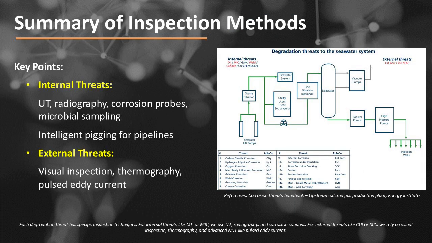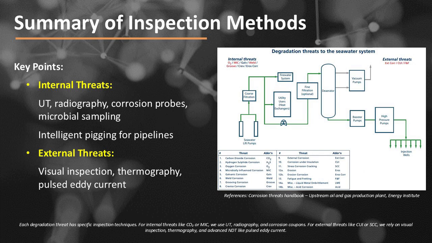Summary of inspection methods. Each degradation threat has specific inspection techniques. For internal threats like CO2 or MIC, we use UT, radiography, and corrosion coupons. For external threats like CUI or SCC, we rely on visual inspection, thermography, and advanced NDT like pulsed eddy current.